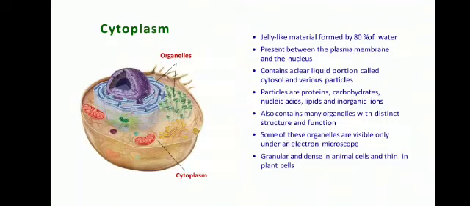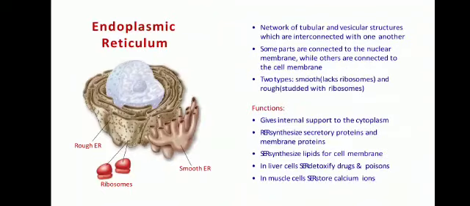Granular and dense in animal cells and thin in plant cells. Then the endoplasmic reticulum, it is a net-like structure of tubular and vesicular structures which are interconnected with one another. Some parts are connected to the nuclear membrane while others are connected with the cellular membrane.